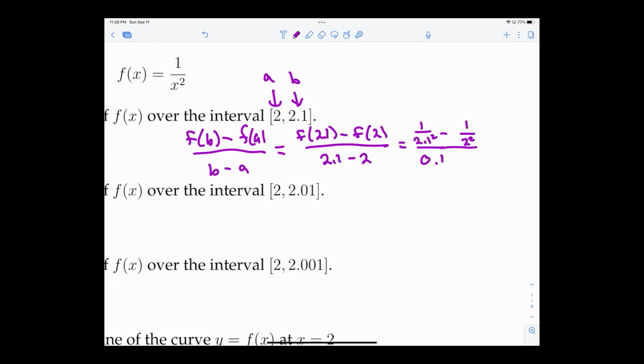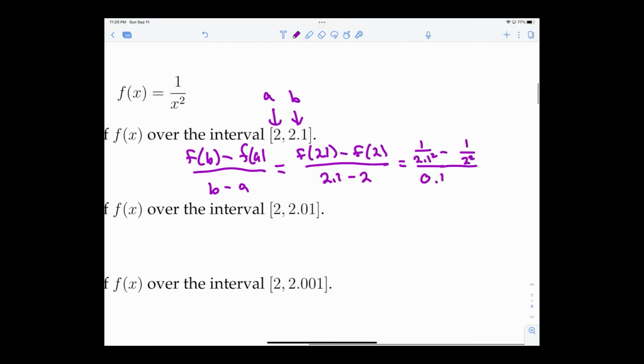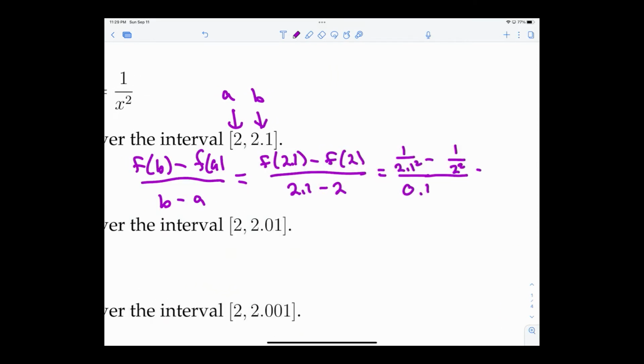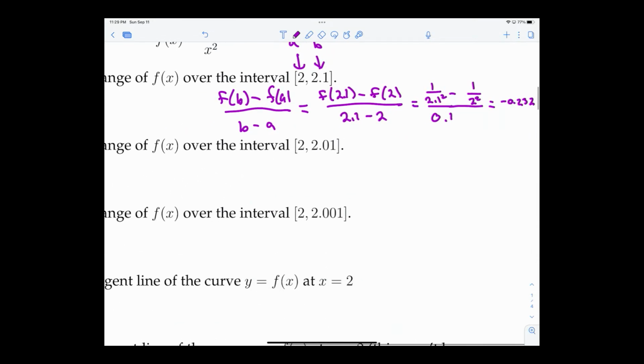And let's just punch this into a calculator and see what we get. 1 over 2.1 squared. I typed that in wrong. 1 over 2.1 squared minus 1 over 4, divided by 0.1. I get negative 0.232.